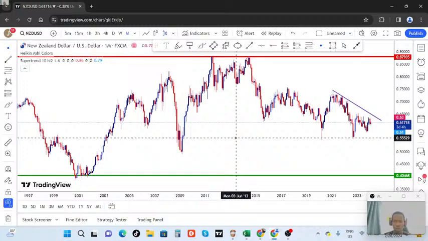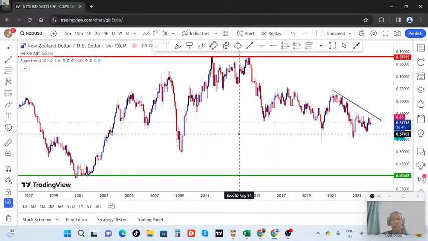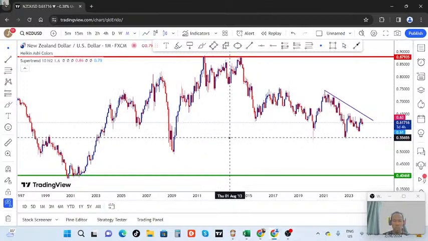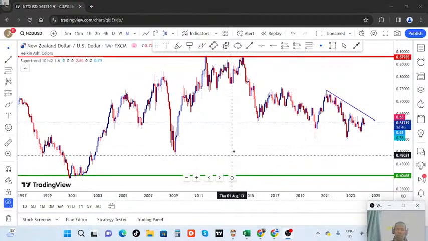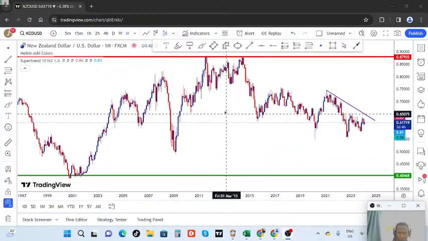I would also like to explain the difference between market structure, like I did in my previous video. A lot of people talk about market structure when they are talking about the short-term trend. We need to understand that there is what is called a short-term trend and a market structure. For example, this is the NZD USD live chart.